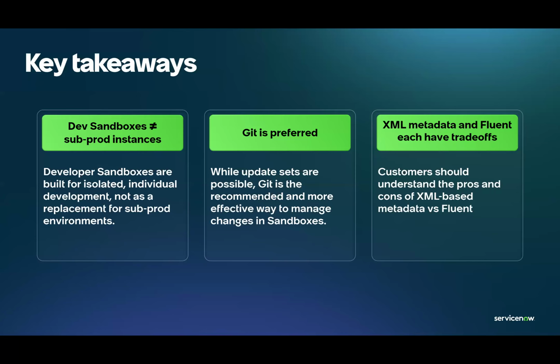Like I mentioned, Git is preferred. You can certainly use update sets, but it sounds like a lot of work to me, so I would recommend using Git. And when thinking about Git, just understand the trade-offs between XML and Fluent. Most of our customers that are utilizing it currently are not using Fluent. They're using XML. Like I said, if you create a good strategy, you can derive a lot of value from it and not have a whole lot of merge headaches. So that is it for the deck.